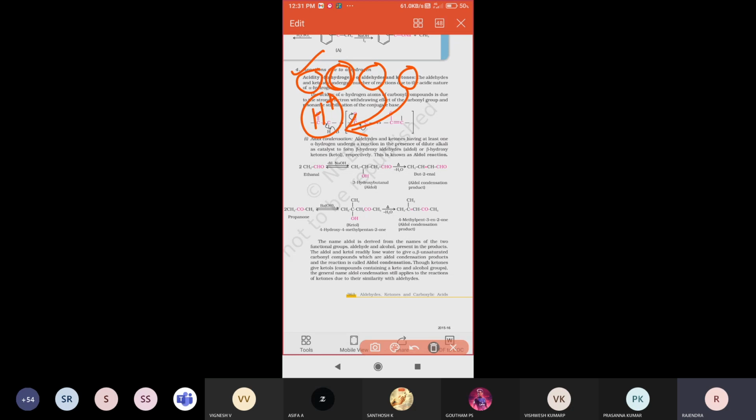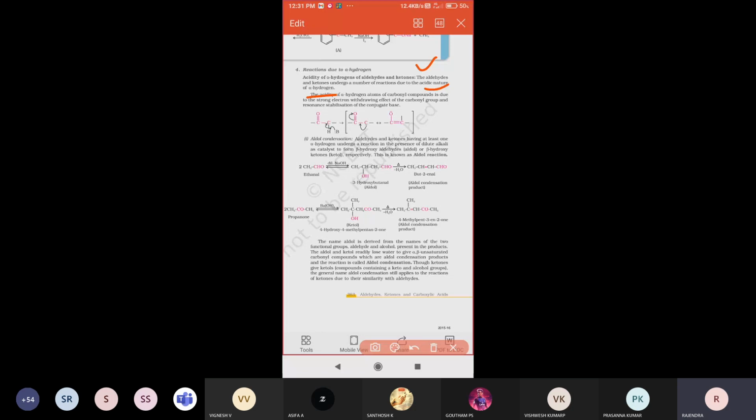That means aldehydes and ketones undergo a number of reactions due to the acidic nature of the alpha hydrogen. If you take an aldehyde, for example CH3CHO, this is the aldehyde functional group. The carbon atom adjacent to the functional group is called the alpha carbon atom.